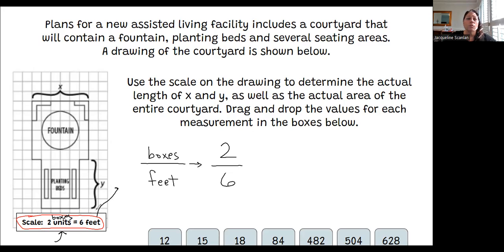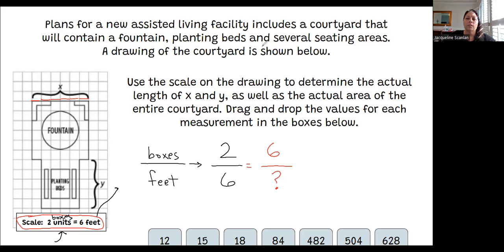The next thing that I need to do is I need to count the actual number of boxes so that I can compute or figure out the length of X in real life. Okay, so I'm going to go ahead and count the number of boxes long that the length of X is, and it is 1, 2, 3, 4, 5, 6 boxes long. So what I'm going to do down here in this proportion is I'm going to now say if I have 6 boxes, I need to figure out how many feet long in real life that is.